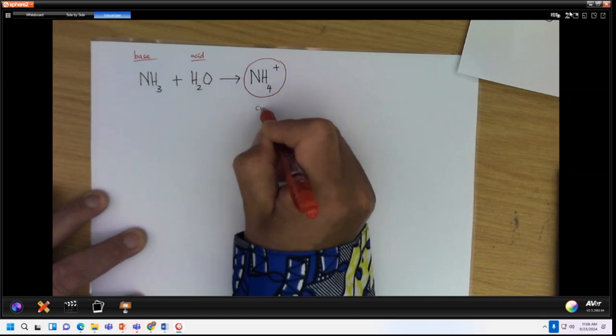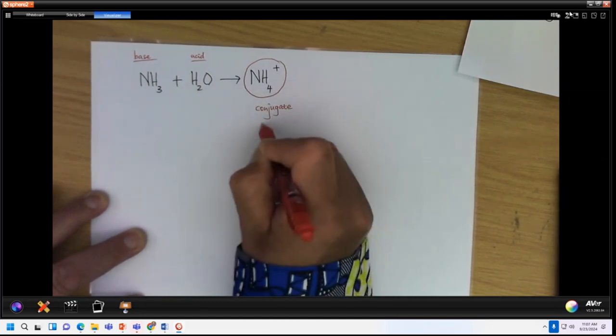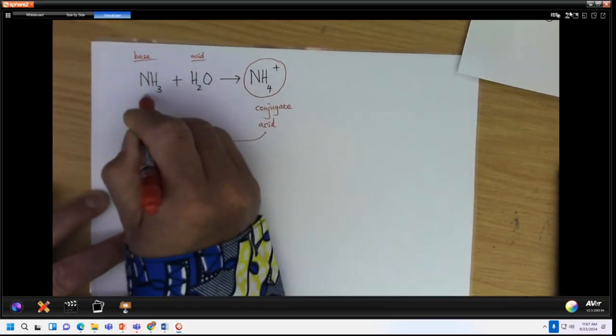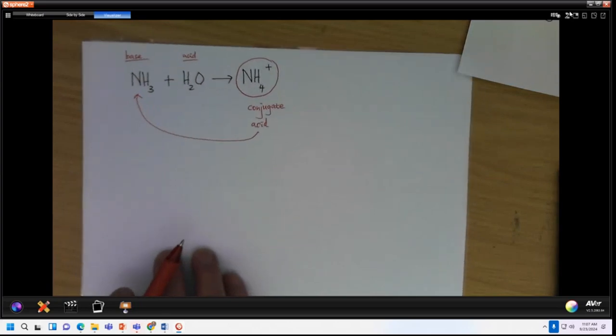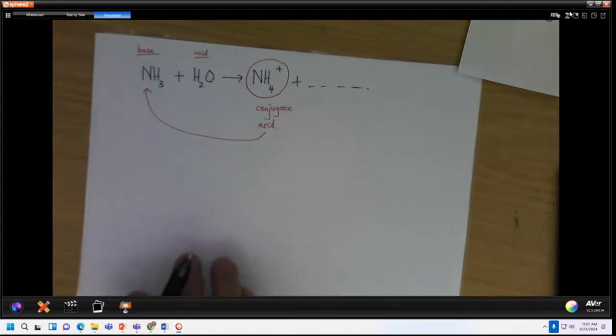This is the conjugate acid of ammonia. Can you see that? And of course, we can say plus. We're not concerned about that at this stage. But the question revolves around what's the conjugate acid.